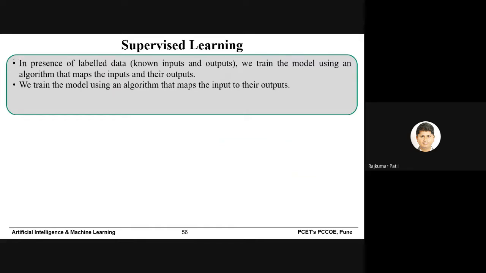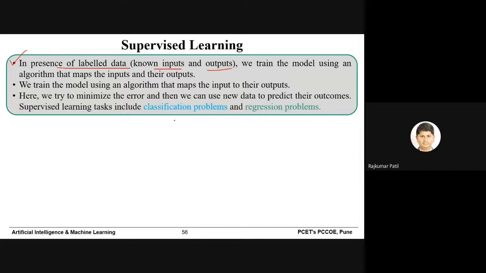We have already seen the definition of supervised learning. Labeled data would be there, meaning known input and known output will be there, and for that data we develop the algorithm. The ultimate goal is to map the input to its corresponding output. And that model should be trained in such a way that whenever an unknown input is provided, the prediction should be correct, or the error in the prediction should be as minimal as possible.